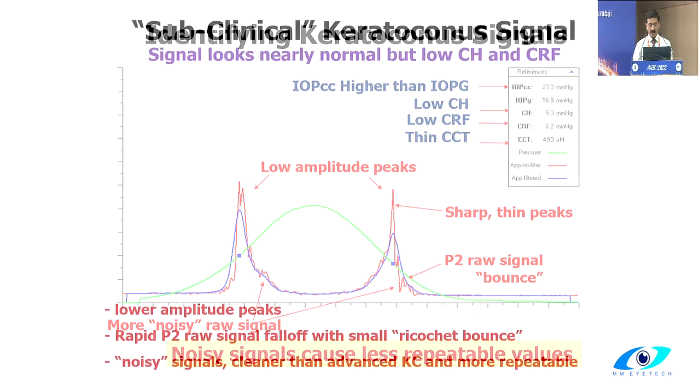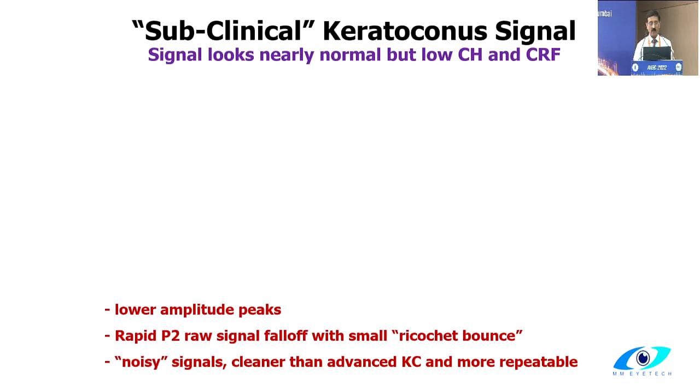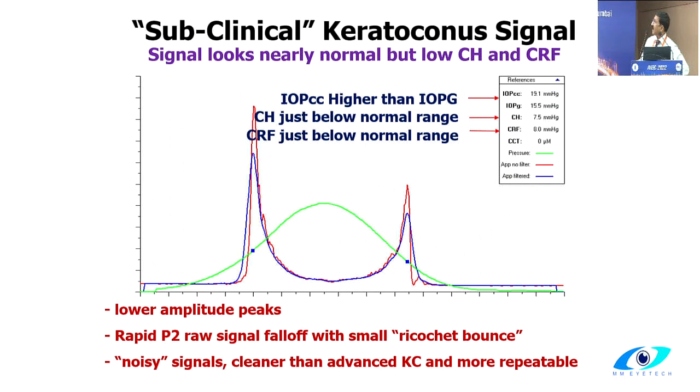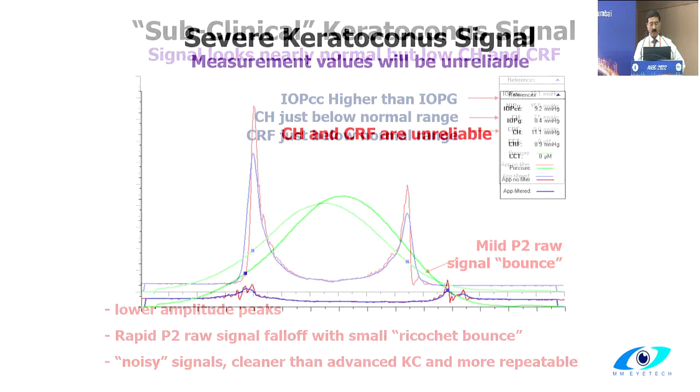So these noisy signals, of course, cause less reliability. Now in subclinical keratoconus, again, you find these odd looking lower amplitude peaks with a bounce and with IOP-CC higher than the IOP-G and noisier signals, but cleaner than the advanced keratoconus and more repeatable.